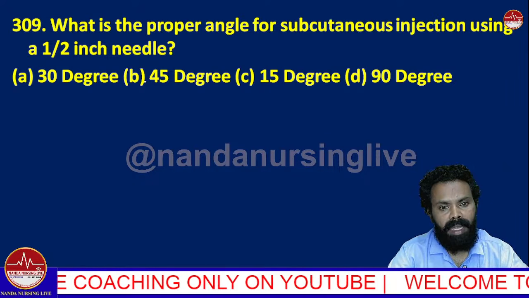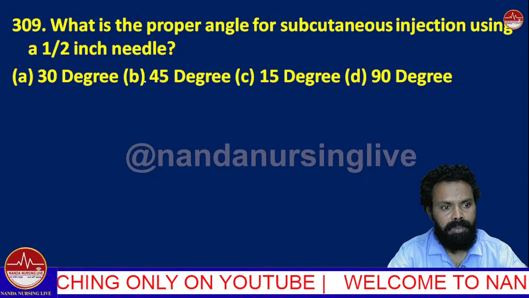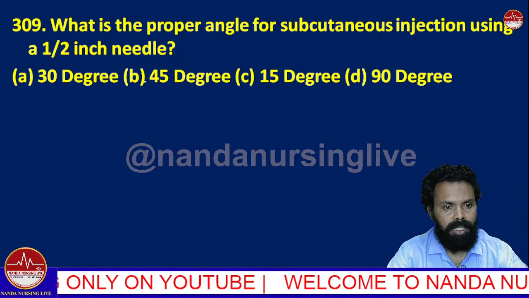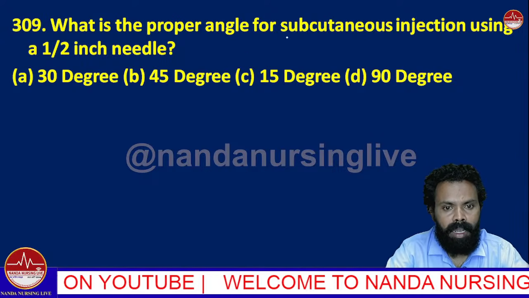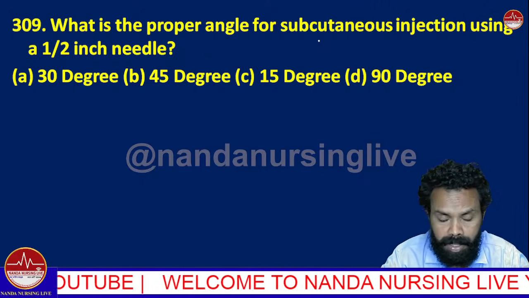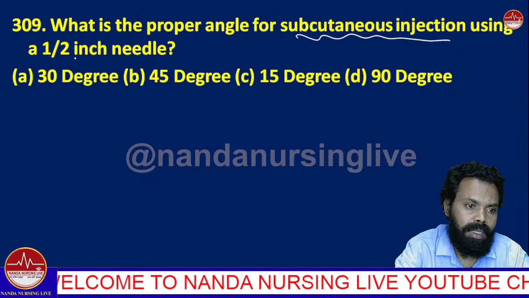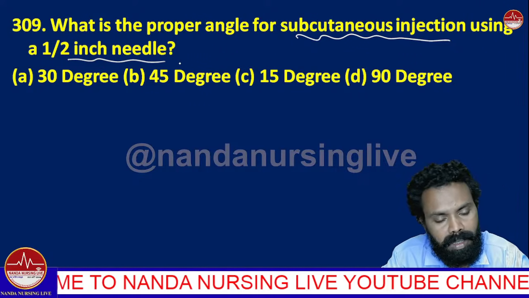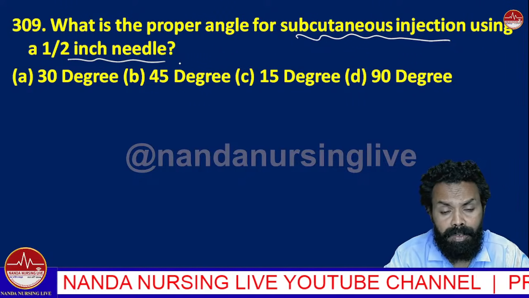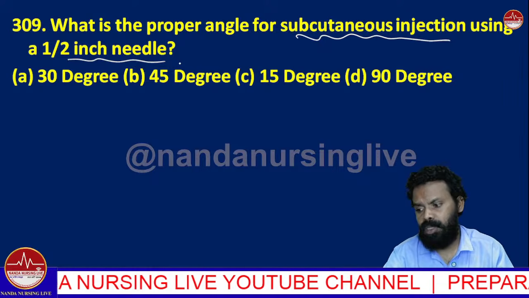What is the proper angle for subcutaneous injections using a half-inch needle? Option A is 30 degree, option B is 45 degree, option C is 15 degree, option D is 90 degree. So which option is the correct answer?